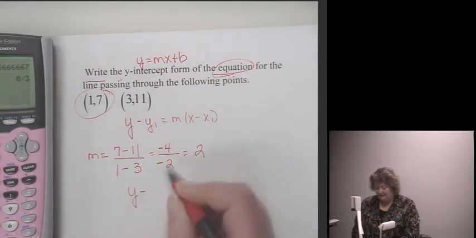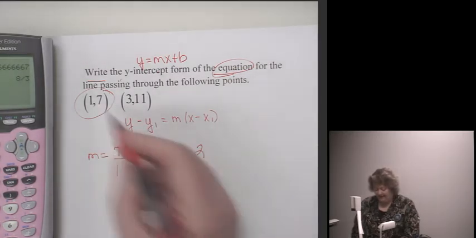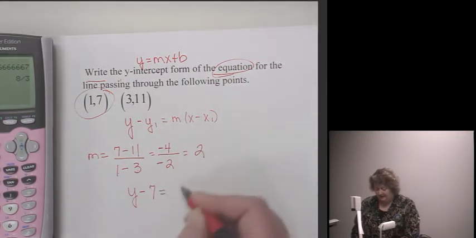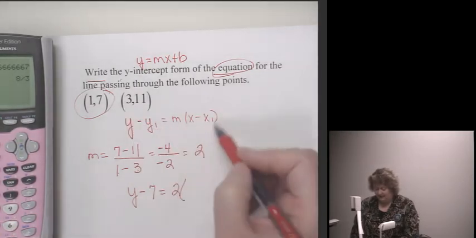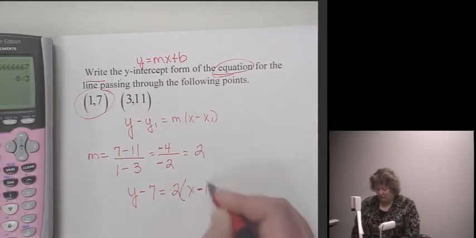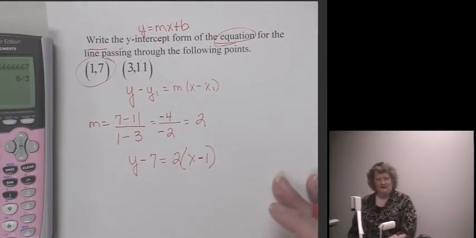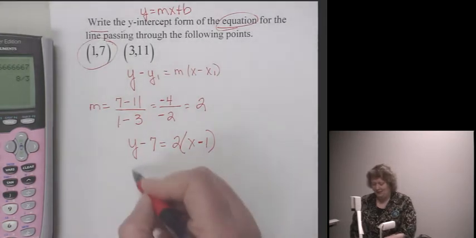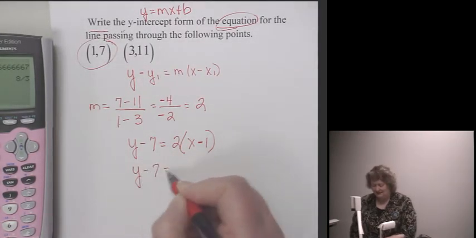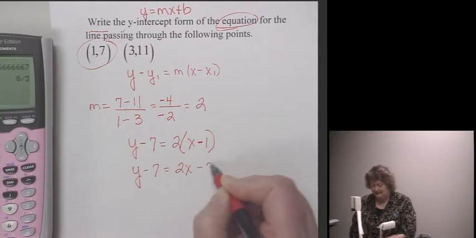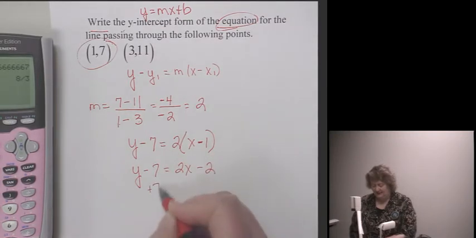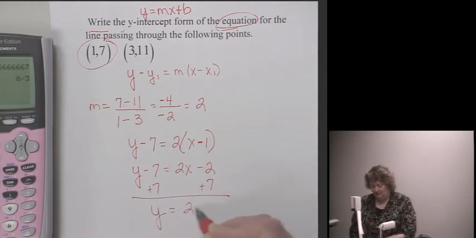Y minus, the y value is 7, equals m, which is 2, times x minus 1. I think I should have done this example first. This one's a much easier one. I should have done that one as my last example. Okay, y minus 7 equals 2x minus 2. Add 7. Y equals 2x plus 5.